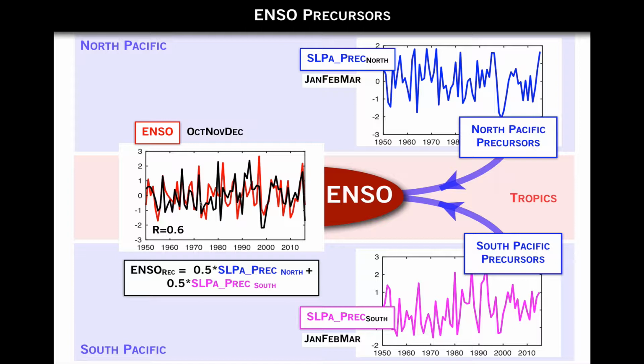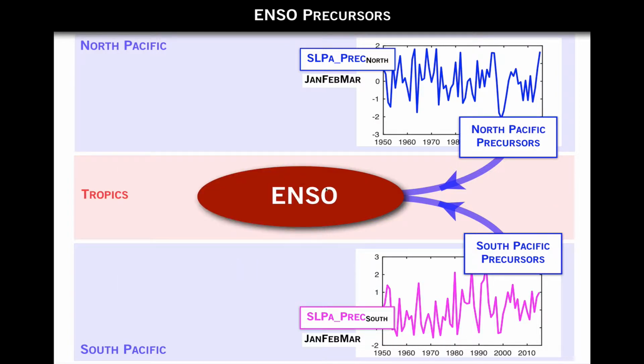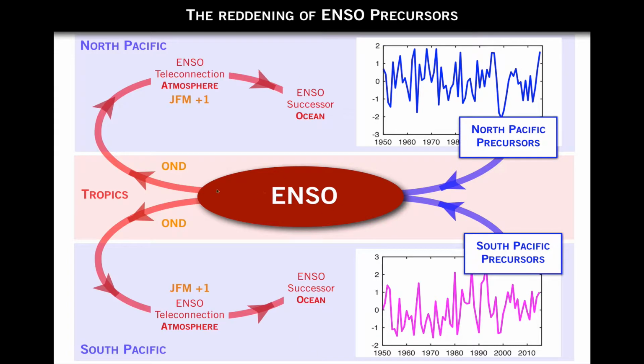The next thing that we can do is we can think about ENSO. We know that once we have ENSO in the tropics, we then have teleconnections that take place in the fall and then impact the higher latitudes in the north and southern hemisphere in the following winter, JFM plus 1. And so we have these ENSO teleconnections and so forth.